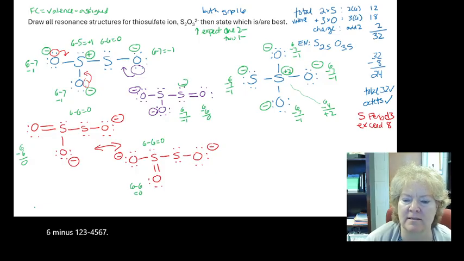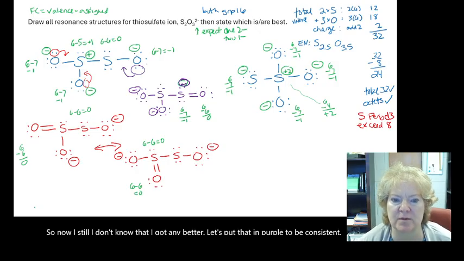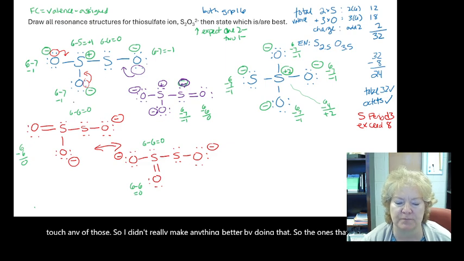So now I don't know that I got any better. Let's put that in purple to be consistent. So I still have three negative charges, and this one still has a positive charge because I didn't touch any of those. So I didn't really make anything better by doing that. So the ones that made it better were where I came up with these structures.